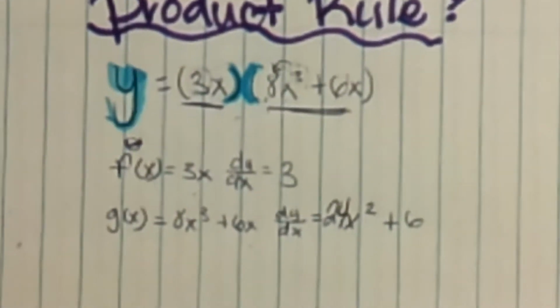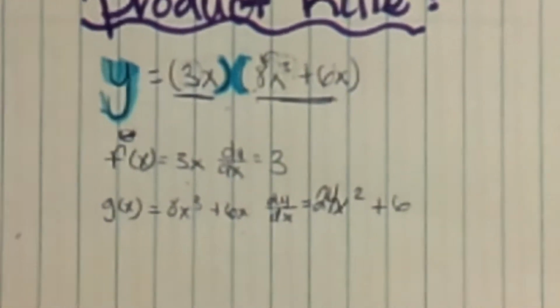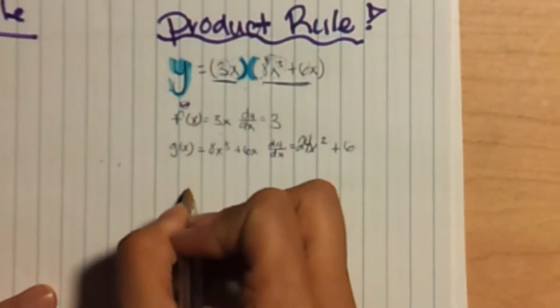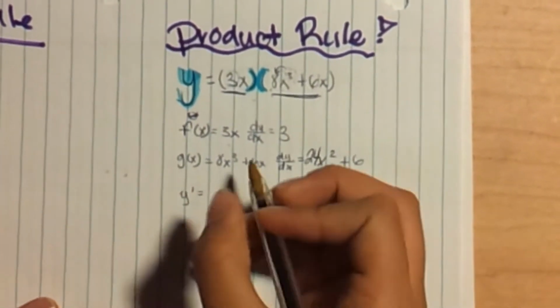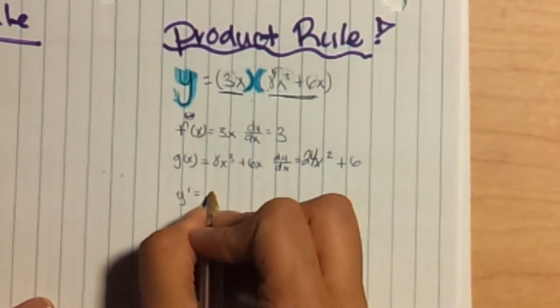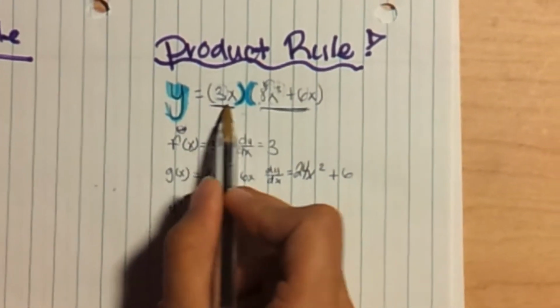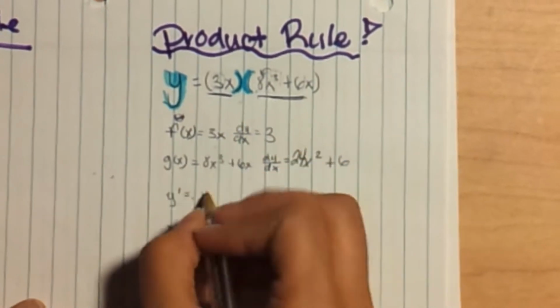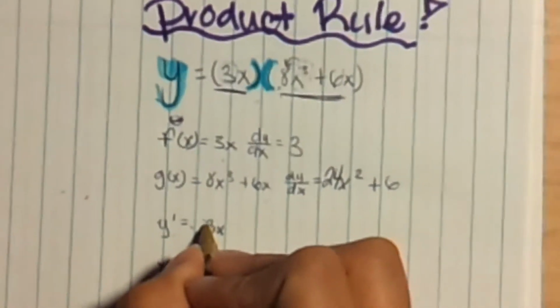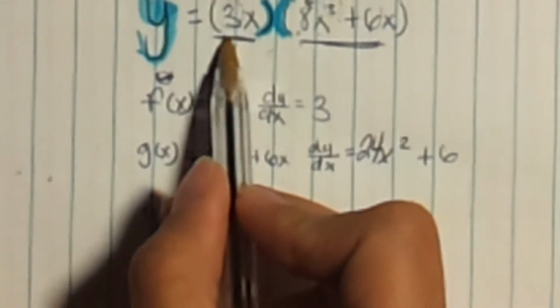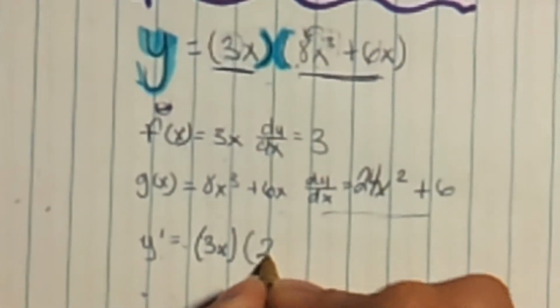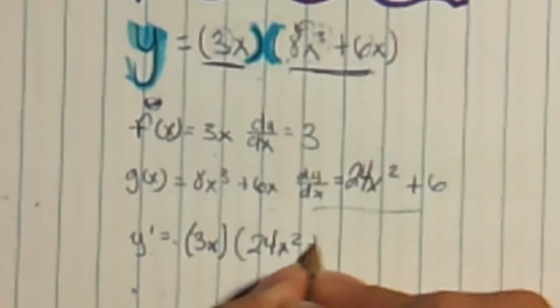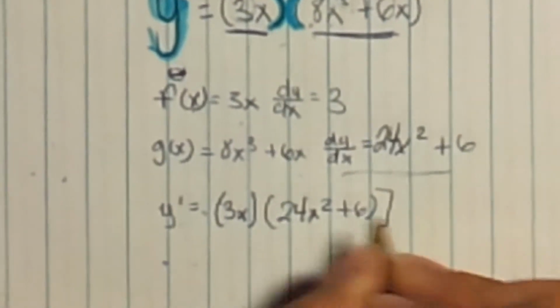So here's what we're going to do. Instead of having something really messy, our equation for finding the derivative is going to be to take the first equation, 3x, times the derivative of the second equation, which we have right here, 24x squared plus 6.